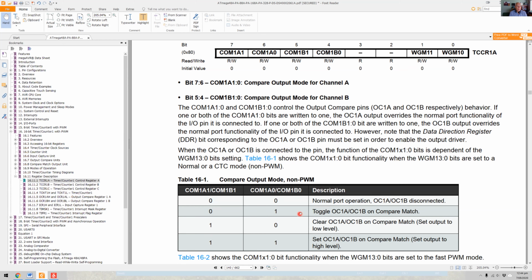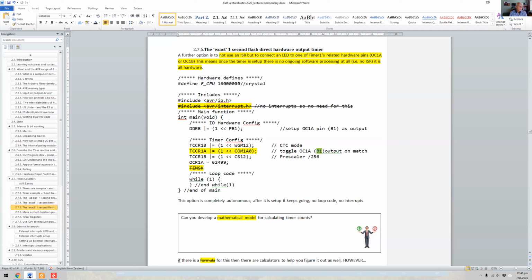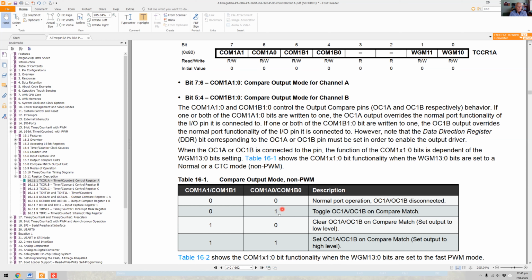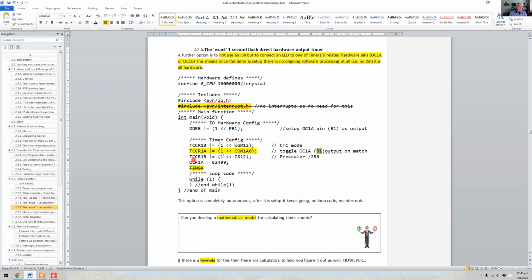If we want it to toggle, then we set COM1A0. If we want it to clear on the compare match, we set the bits 1, 0, and if we want it to set on compare match, we set both bits. What I've decided here is to set COM1A0, so it will toggle. It will toggle just by setting this bit here. This is exactly what's happening. Output compare 1A is 62499, and this is just toggling away.